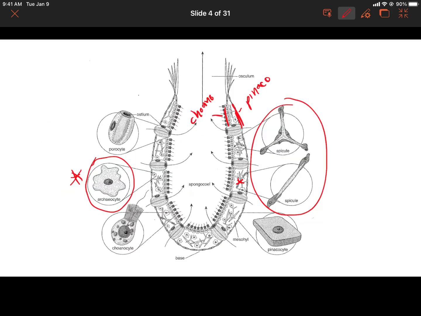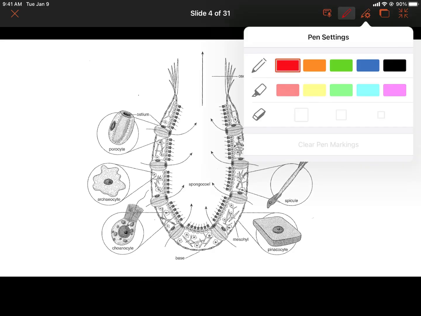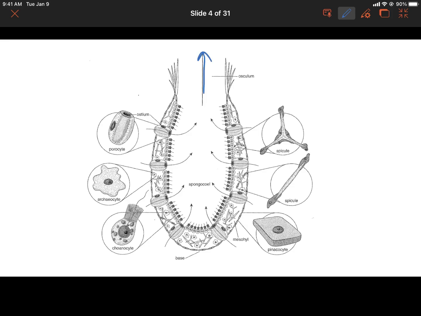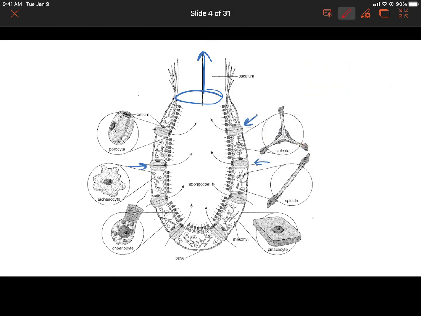Okay, so the way this animal works is that water gets pumped by those choanocytes so that it is pumping out of this osculum, this opening up here, and that draws water in through these ostia, of which there are many around the sponge. As the water passes by those choanocytes on the inside of the sponge, food particles are captured, right? This is a very simple sponge.